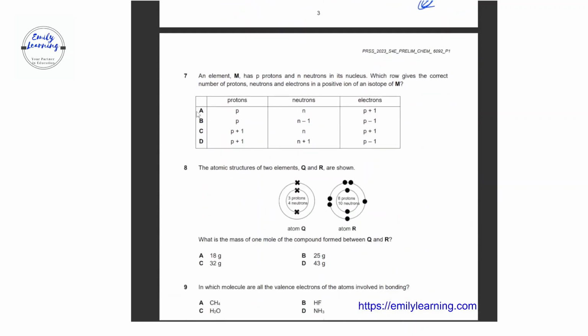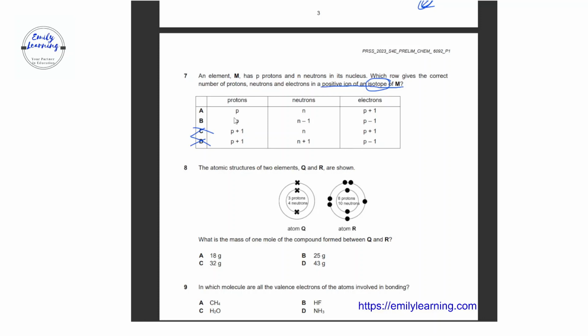Moving on to question 7. An element M has P protons and N neutrons in its nucleus. Which row gives the correct number of protons, neutrons, and electrons in a positive ion of an isotope of M? So what is an isotope? An isotope will have the same number of protons, so the number of protons must still be P. If it forms an ion, nothing happens to the number of protons. It is only the number of electrons that changes. So we can straight away eliminate C and D.